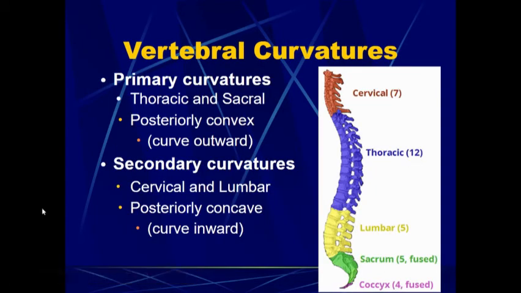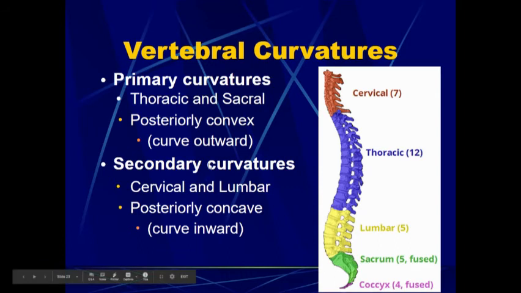Now, your vertebrae have some very specific curvatures to it. The primary curvatures are the thoracic and the sacral. Those are curved posteriorly convex, or they curve outward. And so you can see the thoracic and the sacral have the same basic curvature to it. The reason they're called primary curvatures is because you're born with those curves in your vertebral column.